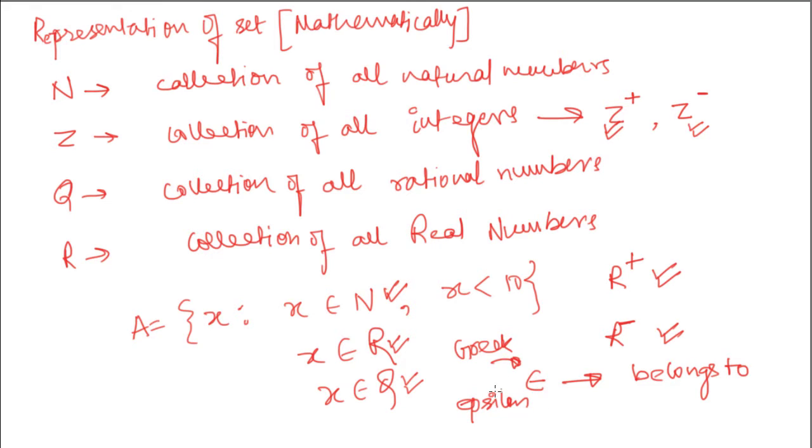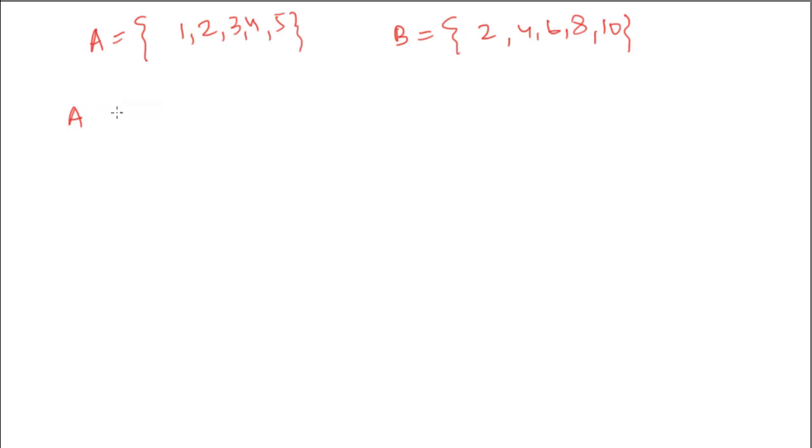This epsilon means belongs to. So let's see an example, from there we can understand. So there is a set A: 1, 2, 3, 4 and 5, and there is another set B which is 2, 4, 6, 8 and 10. So now there is the first question.